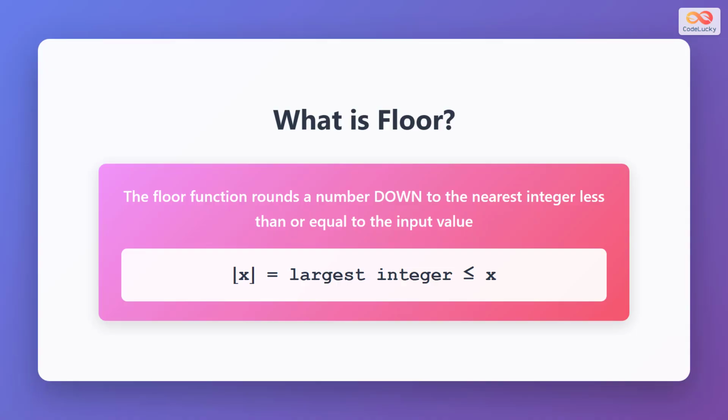The floor function rounds a number down to the nearest integer that is less than or equal to the input value. In mathematical notation, we write this as the floor of x equals the largest integer less than or equal to x. Think of it as always rounding toward negative infinity, regardless of whether the number is positive or negative.